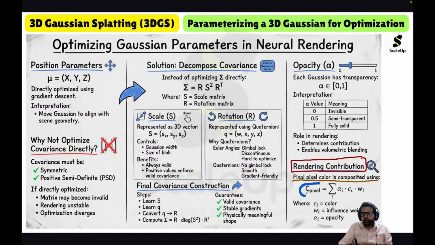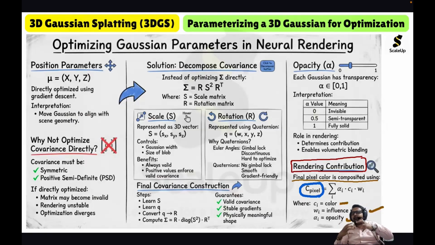The final pixel color value will be the sum of alpha_i into c_i into w_i. Now let us understand what these are. c_i is the color of a 3D Gaussian, w_i is the influence weight of a 3D Gaussian, and alpha is the opacity of the 3D Gaussian.